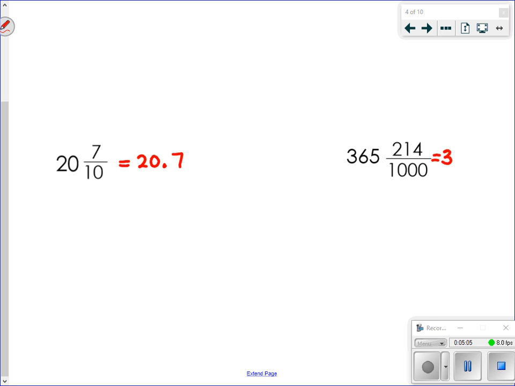365 and 214 thousandths. 214 has to end in the thousandths position. That's the third place after the decimal. Tenths, hundredths, thousandths. Right?